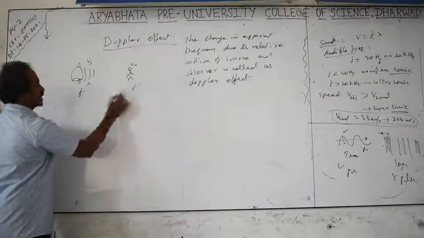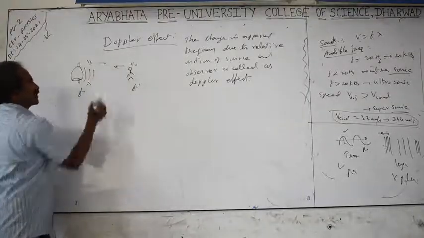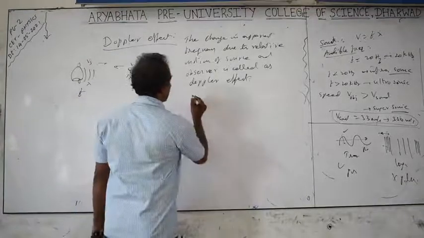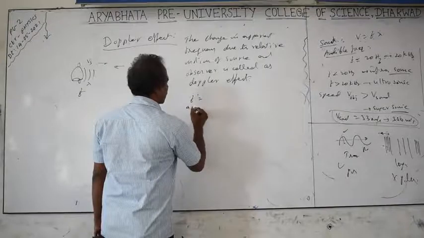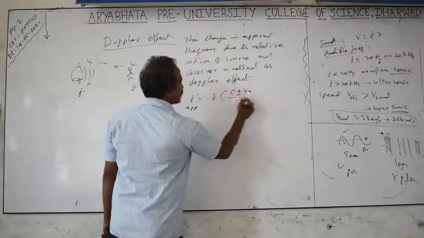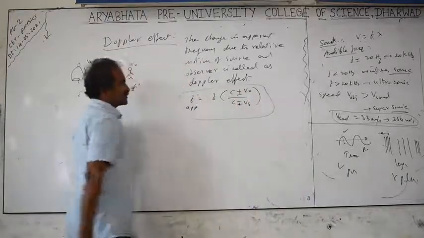If both are at rest, f equal to f prime only. If the observer is moving towards or the source is moving towards or away, the frequency changes, called the apparent frequency. The apparent frequency is equal to the original frequency times C plus or minus VO, divided by C minus or plus Vs. It's a general formula for the apparent frequency.